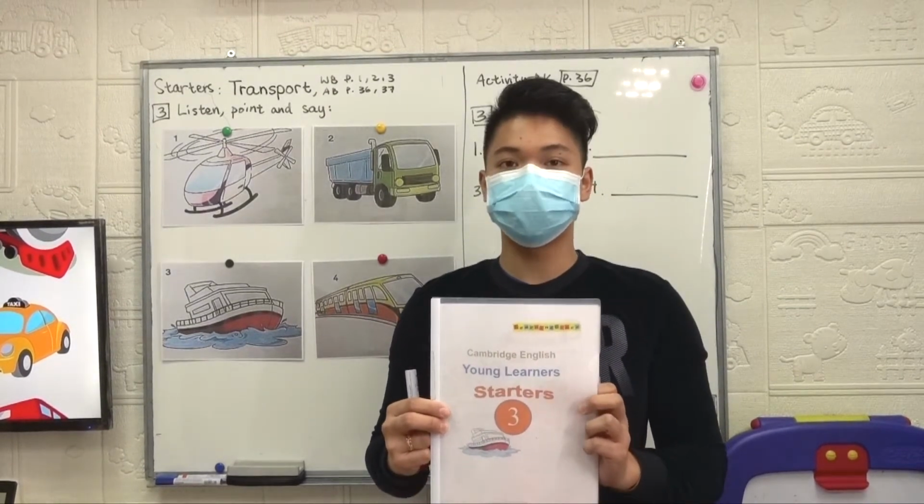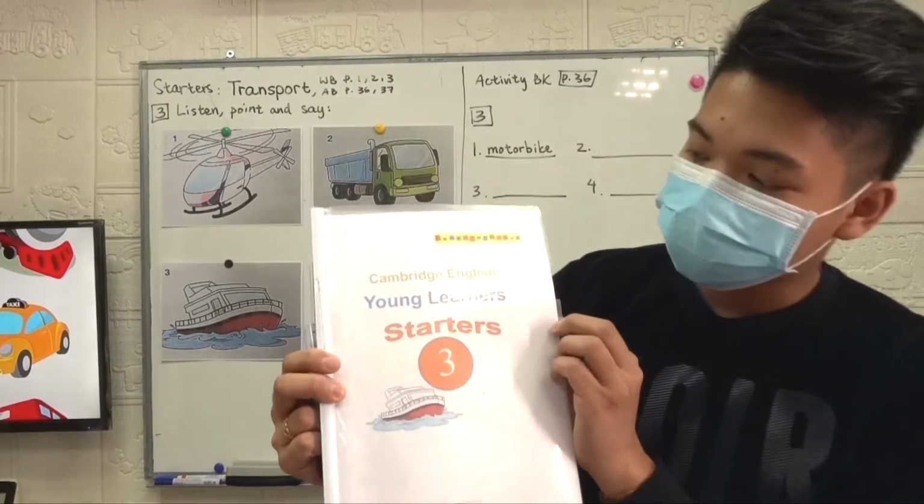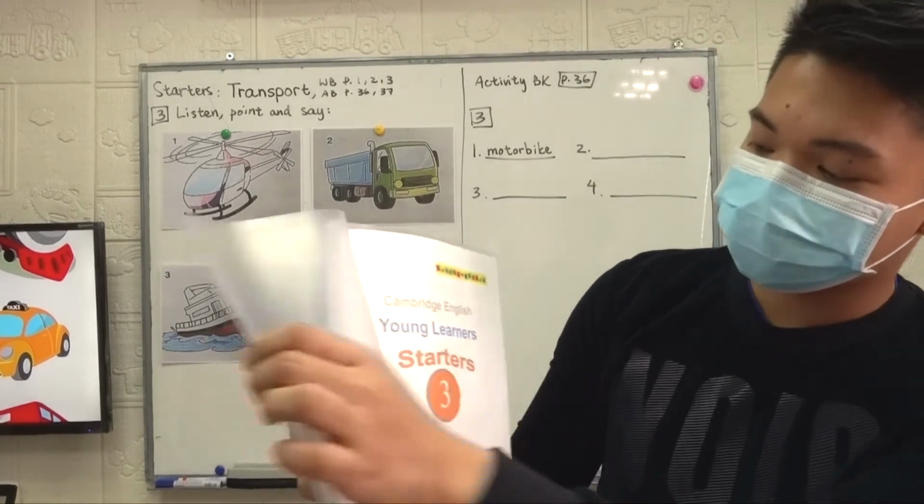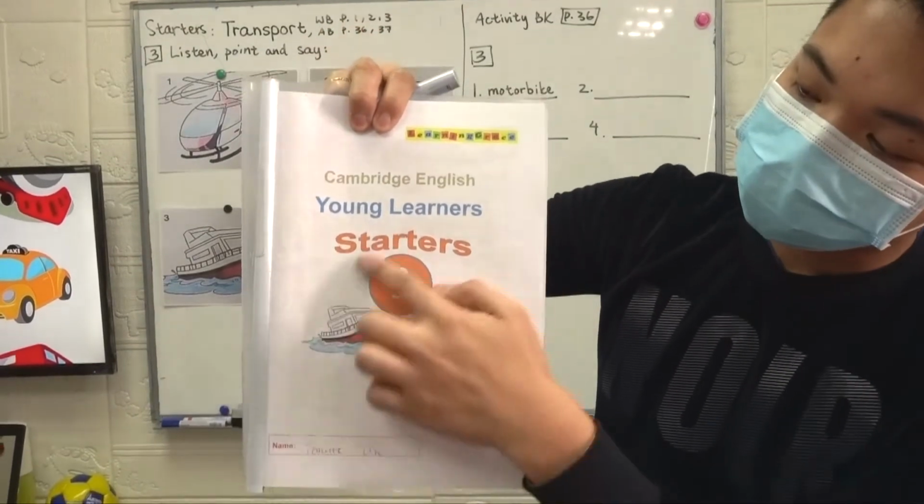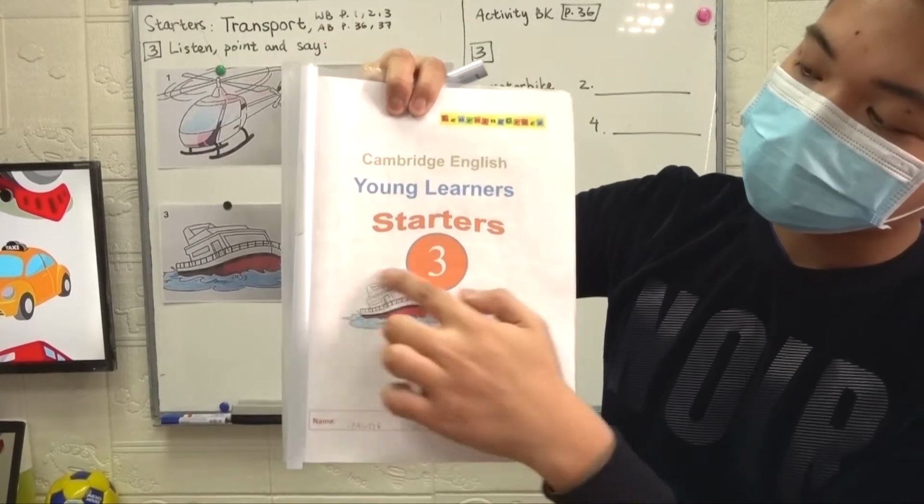Hello everybody, so today we are doing this book. Our lesson for today is starters. So please take out the correct book. So starters, right? Number 3, we should have a boat here.